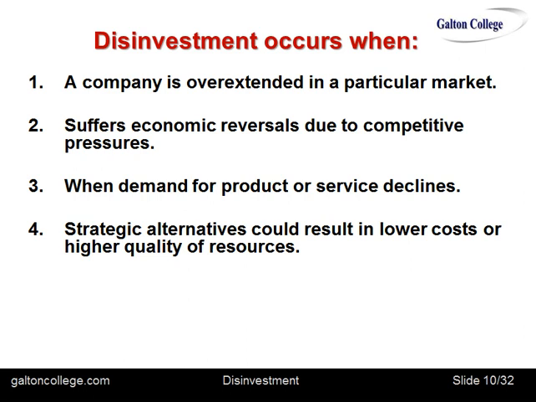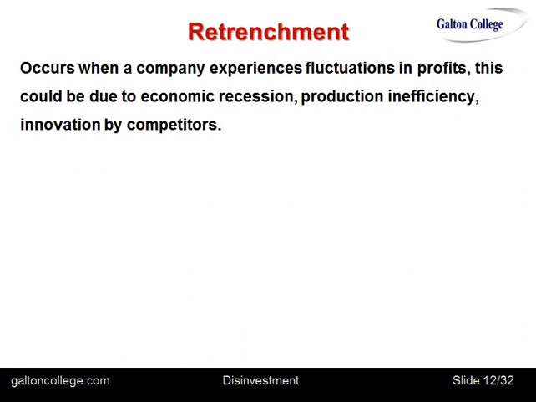Now, as I said, there are three types. So let's look at the first type, retrenchment. Well, this occurs when a company experiences fluctuations in profits. This could be due to economic recession, production inefficiency, innovation by competitors. So retrenchment means cutting back, moving back from full-scale participation in the market, retreating from the market.